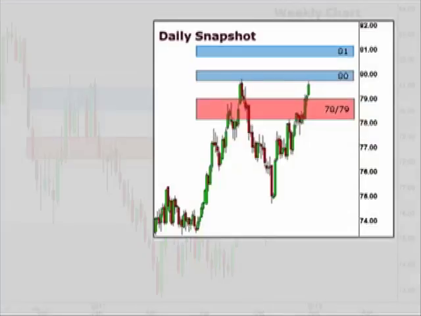The daily snapshot reflects the resistance level at 80 and the 78-79 support zone that is likely to be tested this week.